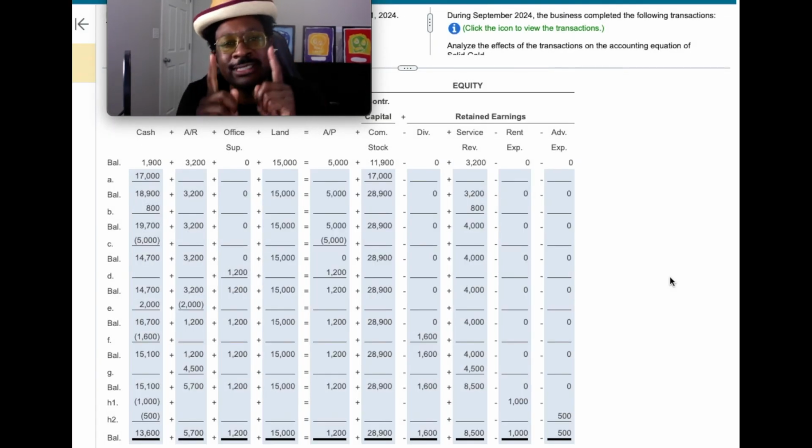A simple but detailed illustration of how to properly utilize transaction analysis when approaching the accounting equation. This is very critical that you understand the fundamentals of accounting because it carries on throughout your career or your knowledge base.